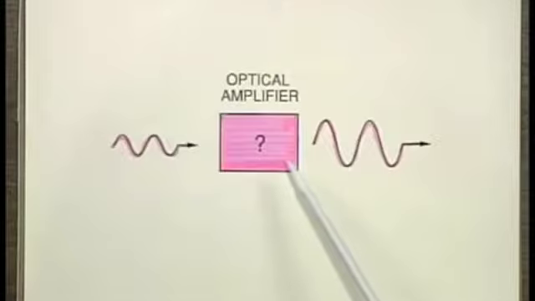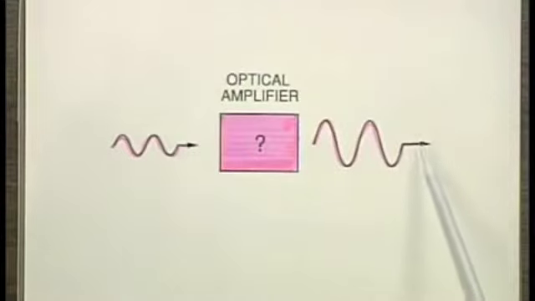So the question is, what is this magic box here that takes light from one end and actually amplifies it and sends it out at the other end? All right, that's the key question. In order to answer this, we have to see what we understand about the interaction of radiation or light with atoms or molecules. So let's start with that.